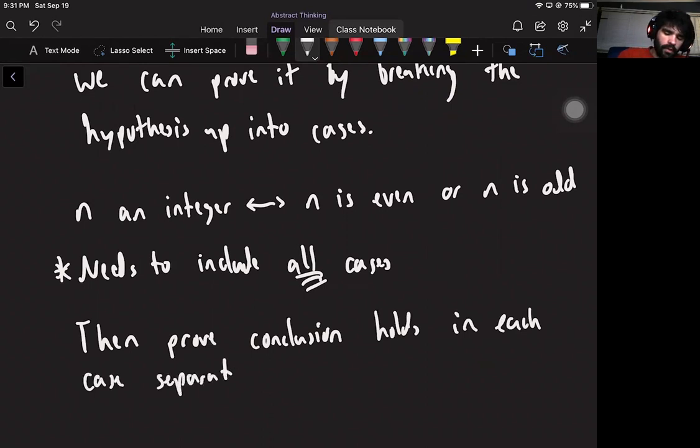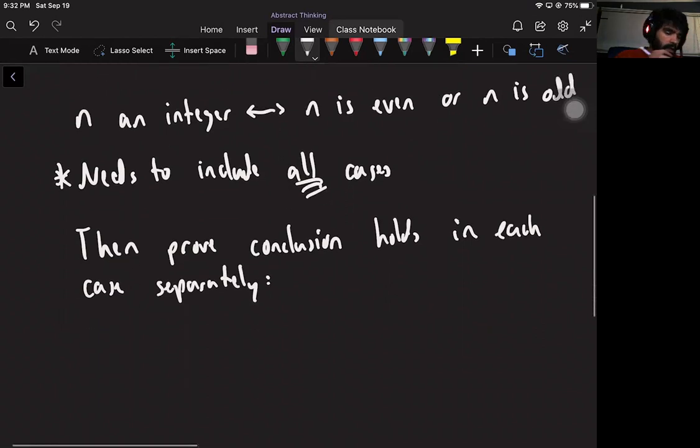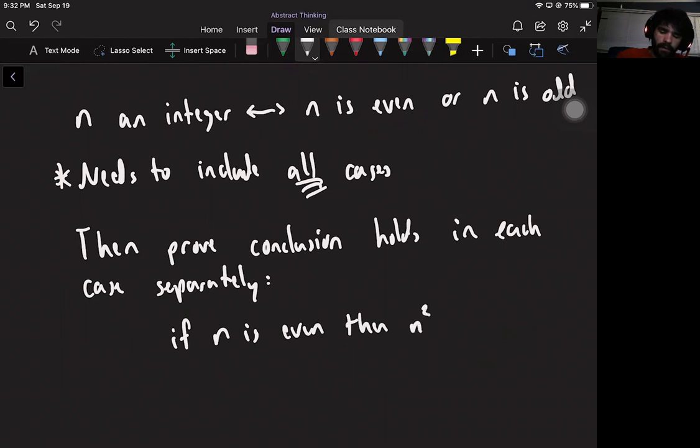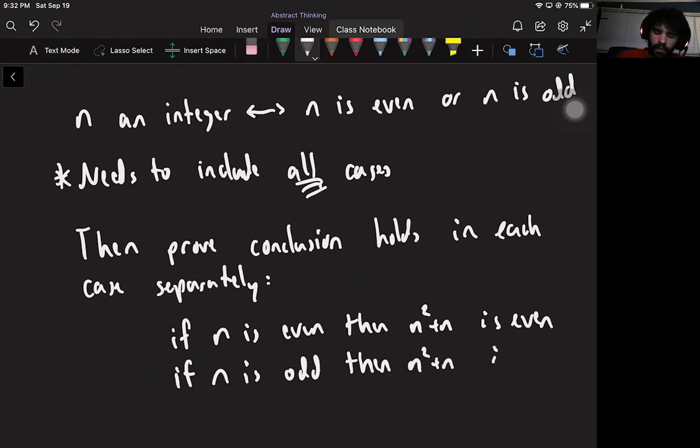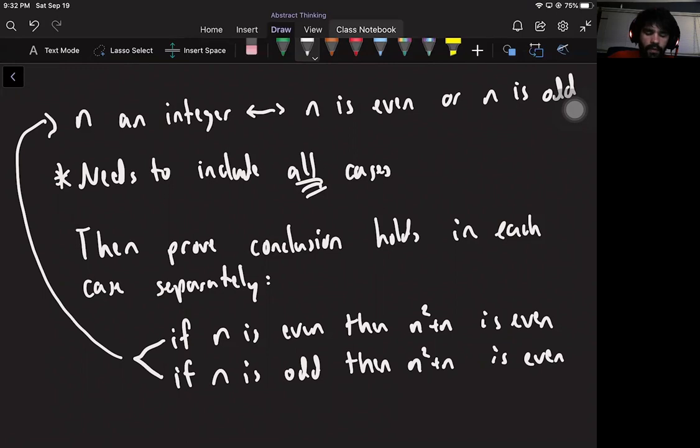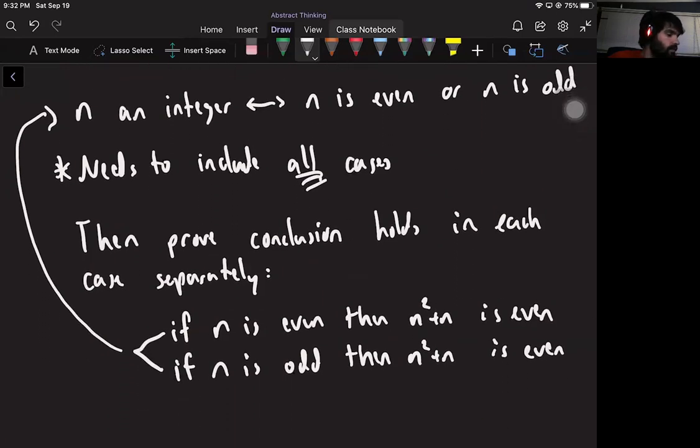I never know how to spell separately, but that looks fine. So what I'm saying is you turn this statement into really two statements. If n is even, then n squared plus n is even. And if n is odd, it still happens. So all we've done is split the hypothesis up into two pieces here that cover the entire hypothesis of n being any integer. And then proving both of these automatically proves the statement for you.